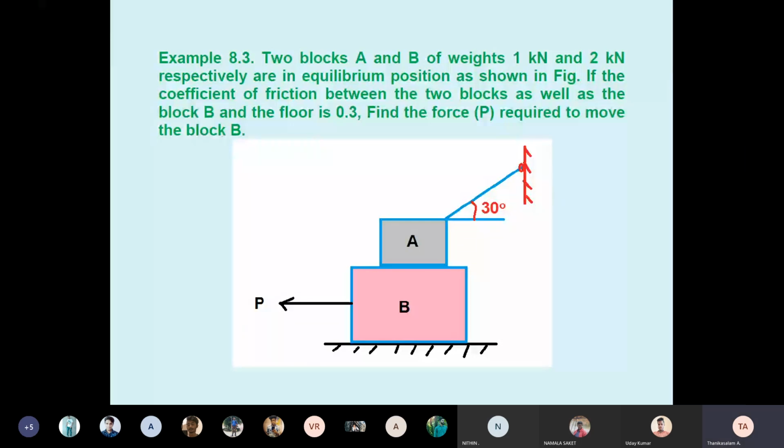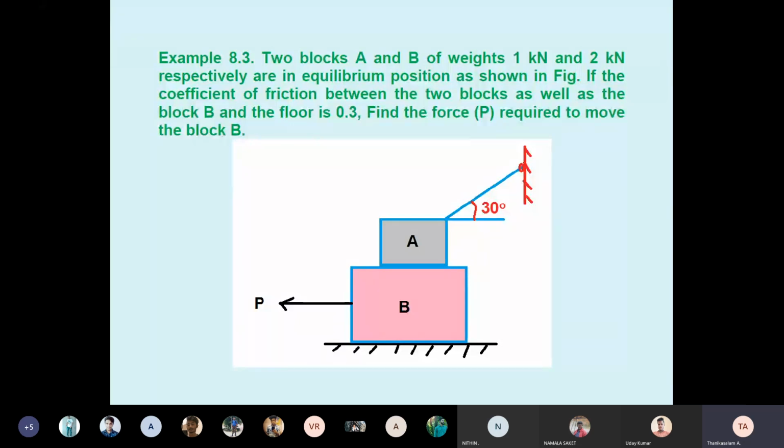So what is the question? Two blocks A and B, block A weighs 1 kilonewton and block B weighs 2 kilonewton respectively, are in equilibrium position. See here, block A is in contact with B only. So there is friction between A and B. That's why they gave the coefficient of friction between the two blocks, which is equal to 0.3.